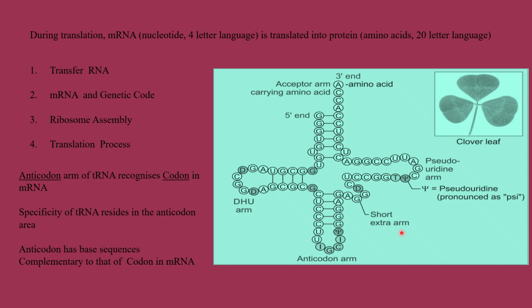The next loop is the pseudouridine arm. The T arm consists of a stem of 4 to 5 base pairs and a loop containing pseudouridine. This is the pseudouridine base, because of which it is named. And the next arm is a small short arm known as the variable loop, and it is present between the pseudouridine and the anticodon loop. In between these two loops it is present, and its size varies from 3 to 21 bases, and it helps in recognition of the transfer RNA molecule. So this is the overall structure and functions of various arms of transfer RNA.